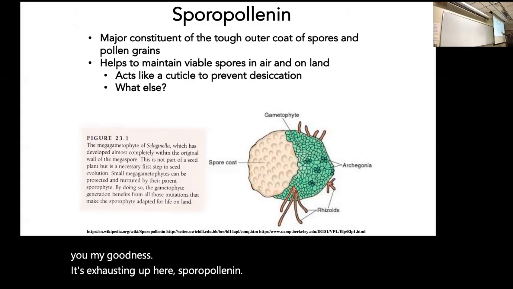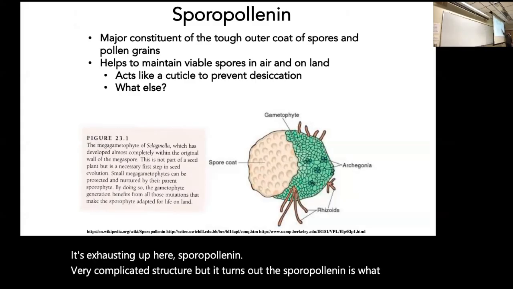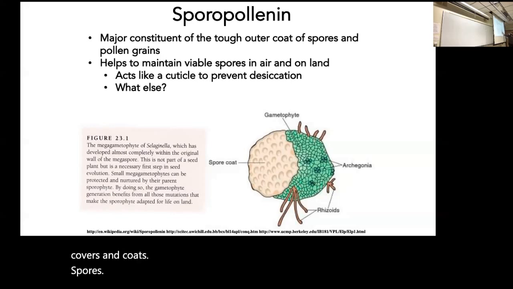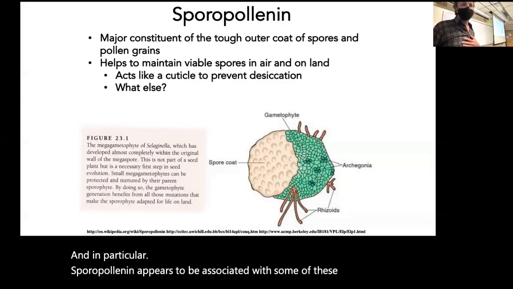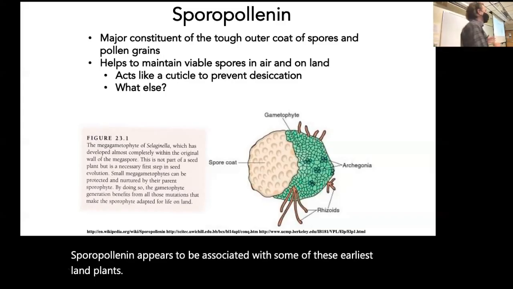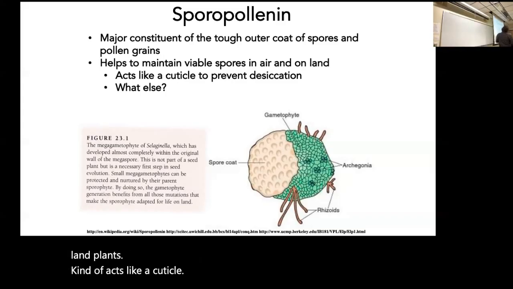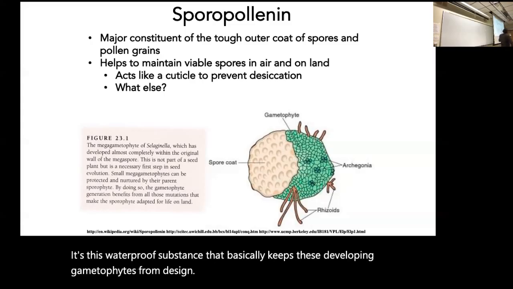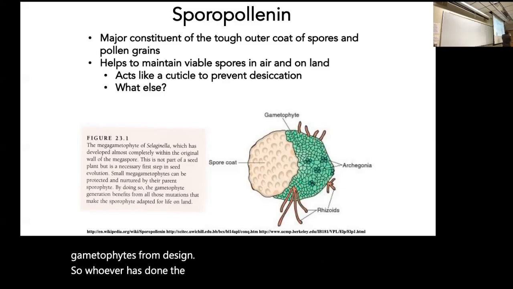Really unique, very complicated structure, but it turns out the sporopolymer is what covers and coats spores. Okay? And in particular, sporopolymer appears to be associated with some of these earliest land plants. Kind of acts like a cuticle. It's this waterproof substance that basically keeps these developing gametophytes from desiccating. Okay. So it covers the spores so that the spores don't desiccate.